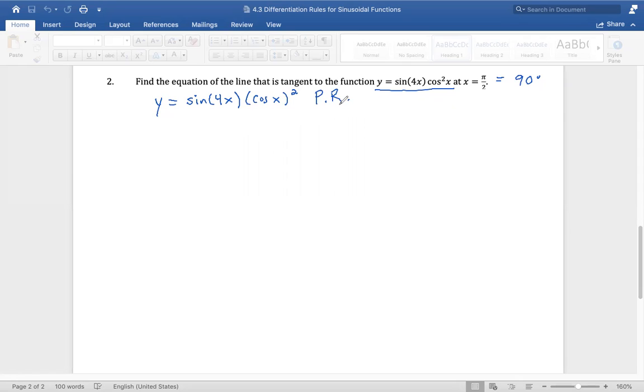And again, I'm wanting to differentiate to plug in the value of x equals pi over 2 to get my slope, and then plug that value into the original equation. We're going to come back to here to get my y value to then sub that and get a final equation of a tangent line. So first is just to get the derivative.